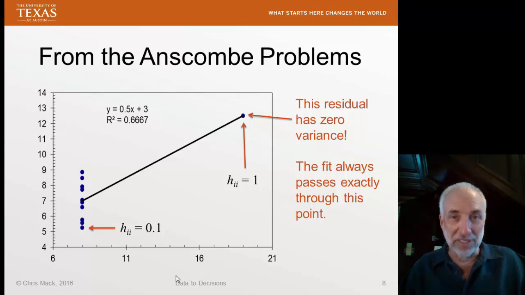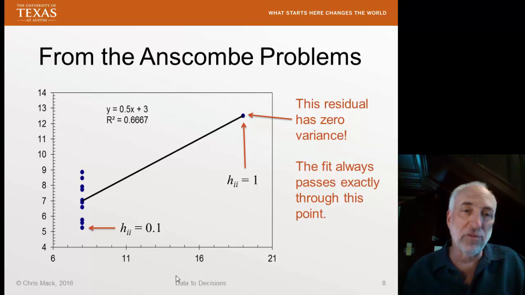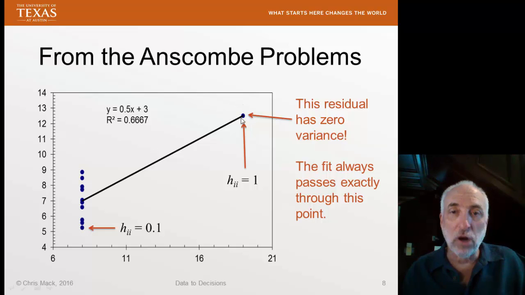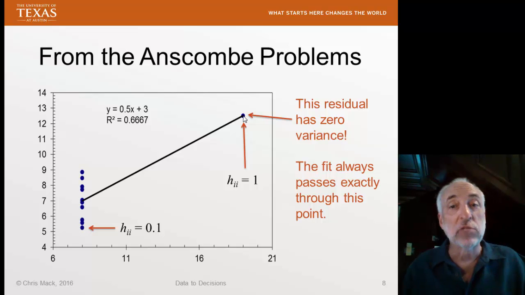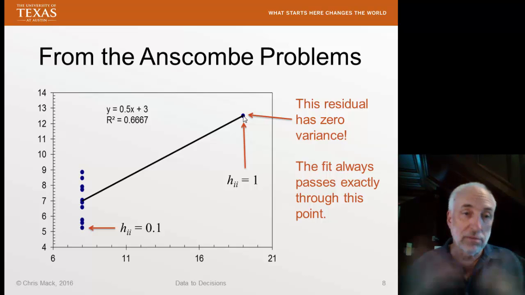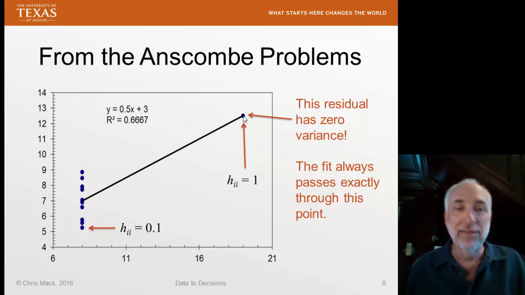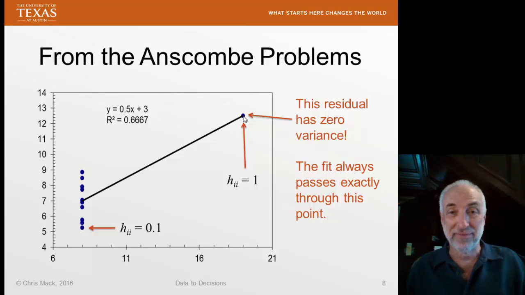This is the perfect example, this Anscombe problem that we saw before. No matter where I put this far right data point, the fit will land on that point exactly. It will never have a deviation. The residual will always be 0 for that data point, and no matter what sample I get, it will always be true.